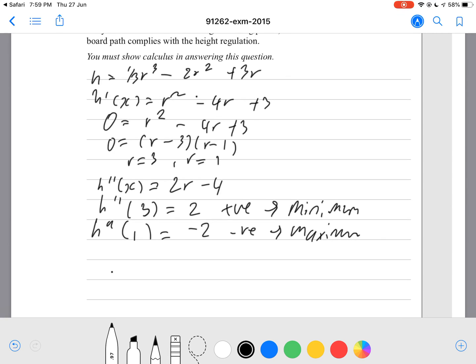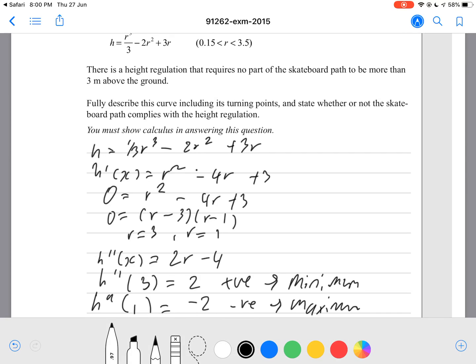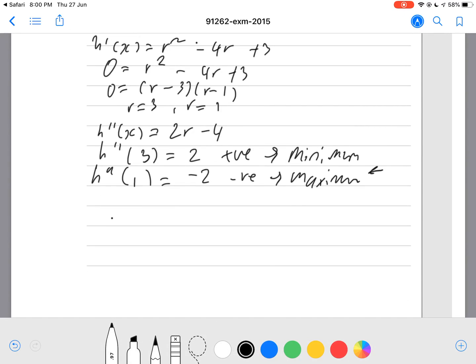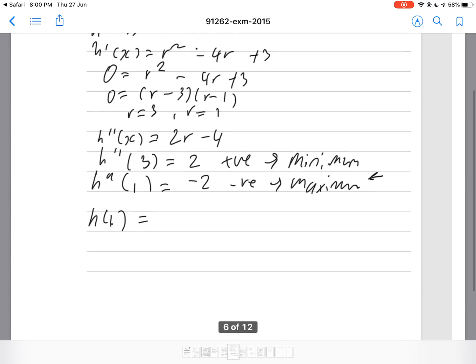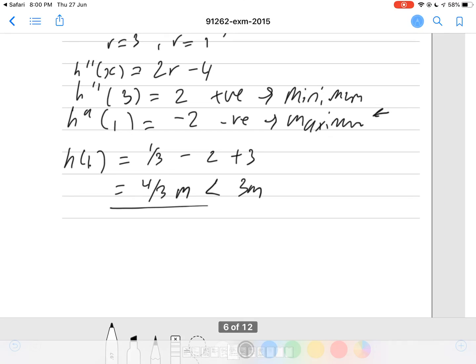Because the highest point of the skate path cannot be more than 3 meters above the ground, we're going to be checking our maximum, whether it is above 3 meters or not. So I'm going to substitute r equals 1 back into our original equation. h of 1 equals 1 divided by 3 minus 2 plus 3. This gives us 4 over 3 meters. This is less than 3 meters. Therefore, it passes the regulation.